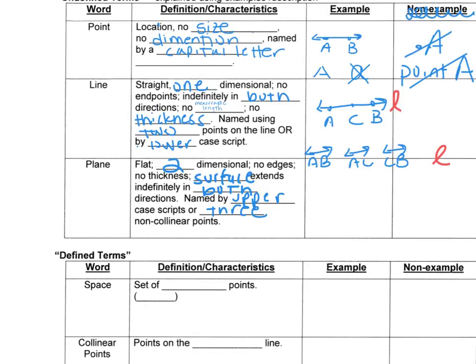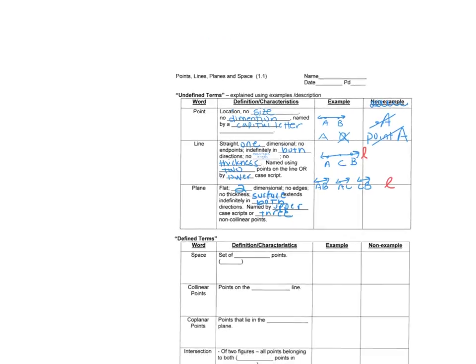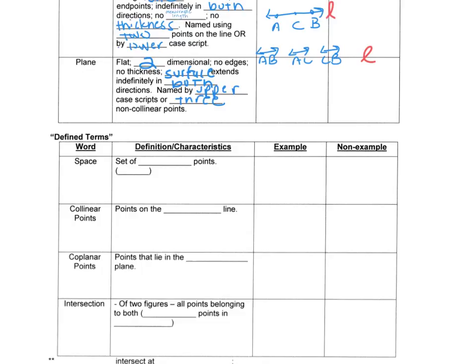Okay, so before we start talking about these three non-collinear points, let's talk about what a collinear point is. Let's jump down to our definition right here and talk about collinear points.